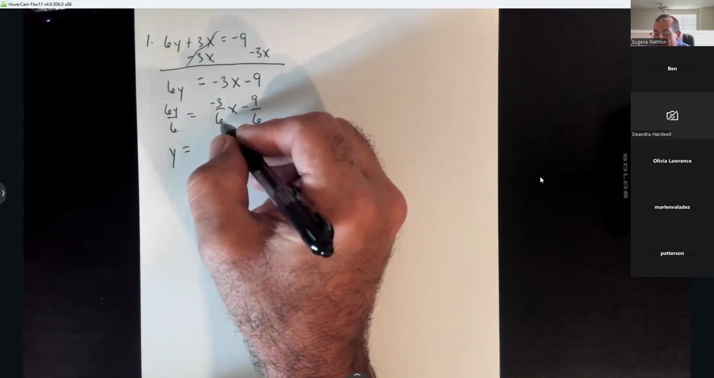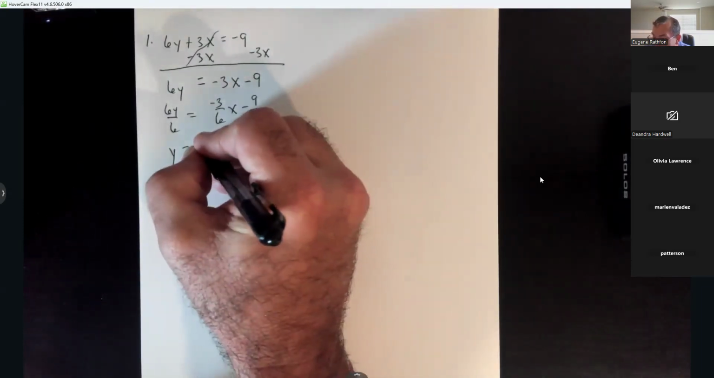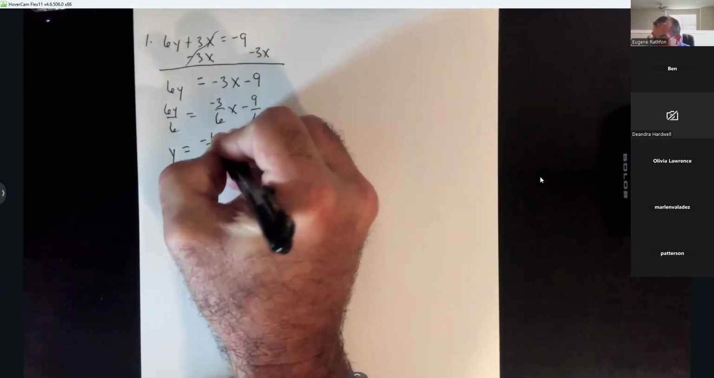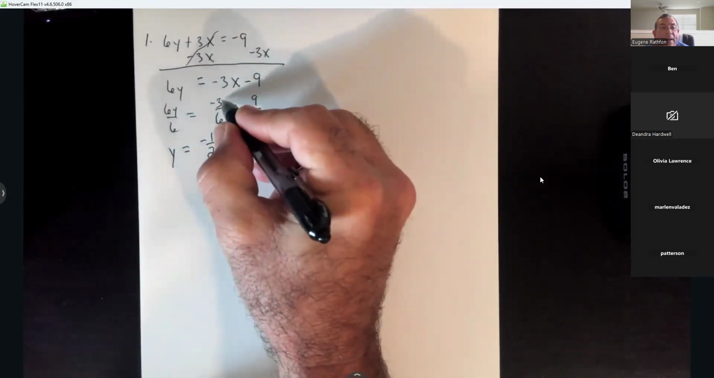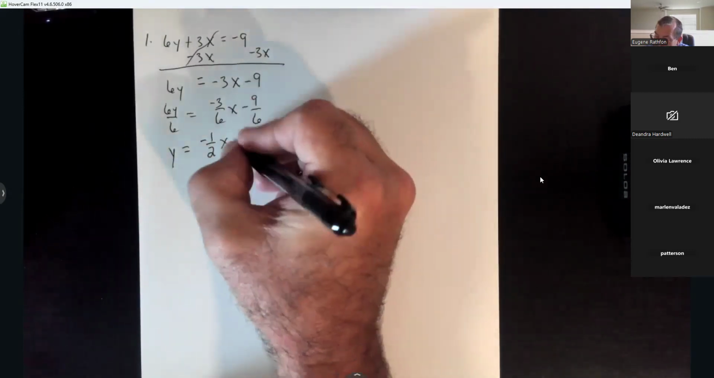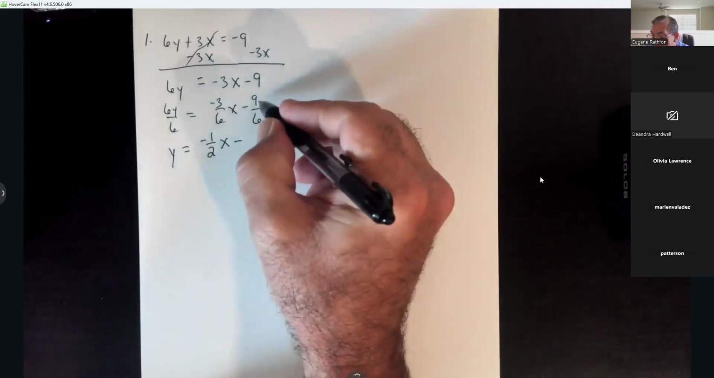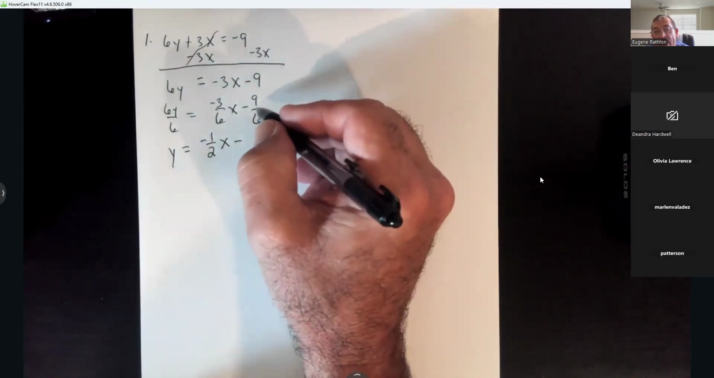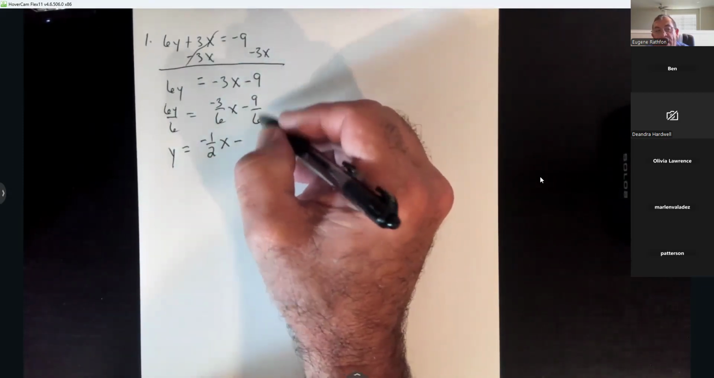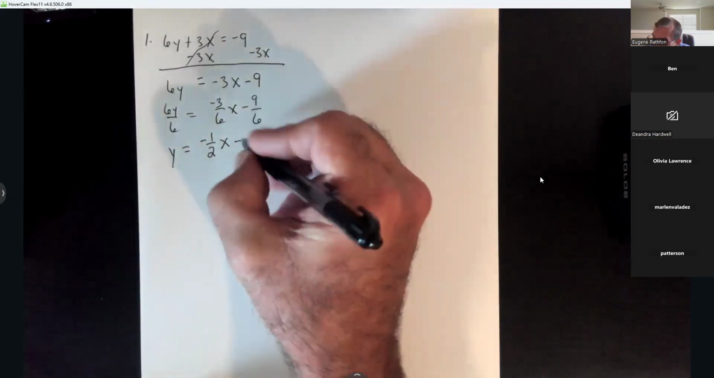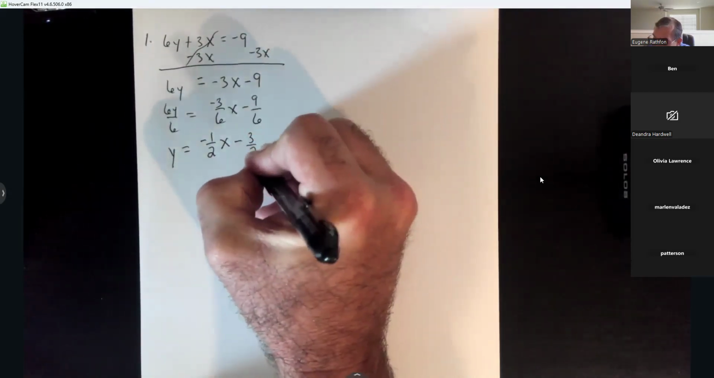-3 won't divide by 6, but we can reduce that to a -1/2 x. So I divided 3 out of top and bottom. And then minus, and then this won't divide, but I can reduce this fraction by dividing both of these by 3, and I'll get a 3/2.